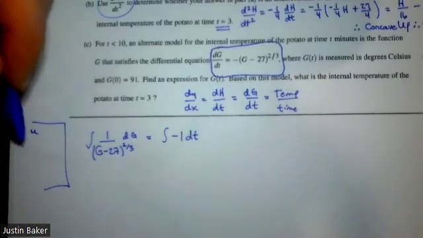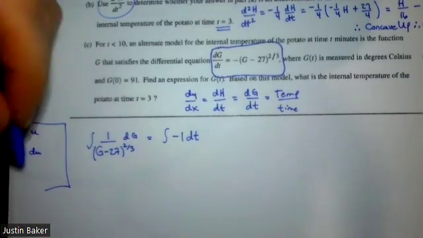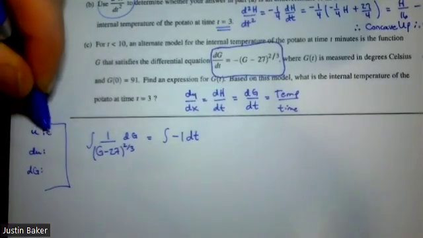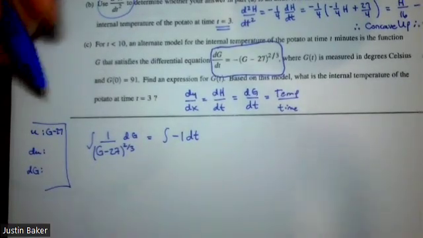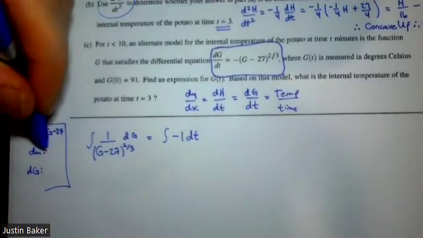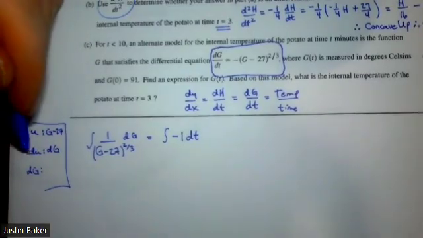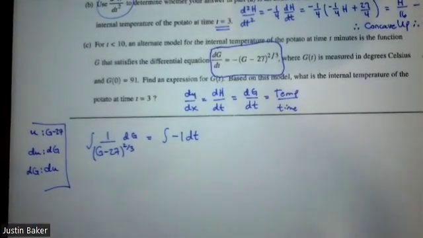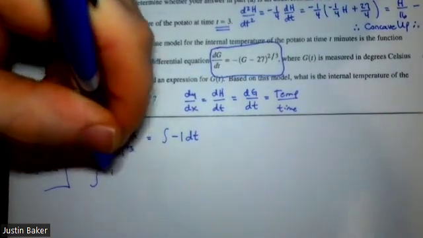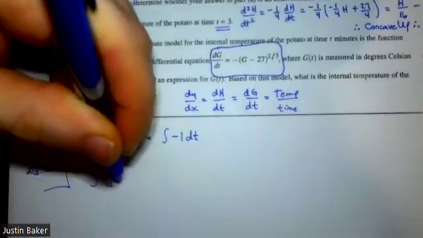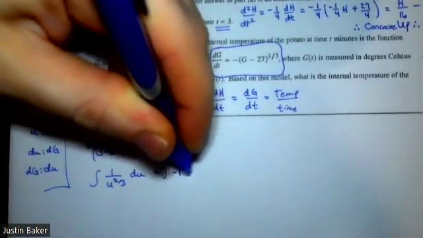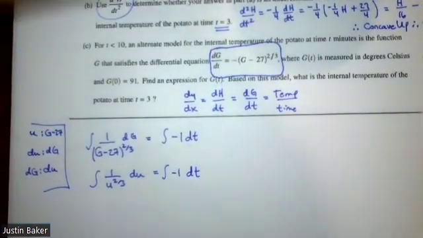So we're going to go u equals g minus 27, du. The derivative of g minus 27 would just be 1 dg. So if u is g minus 27, du must be dg. Okay, so this is now 1 over u to the 2/3 du, and then -1 dt.